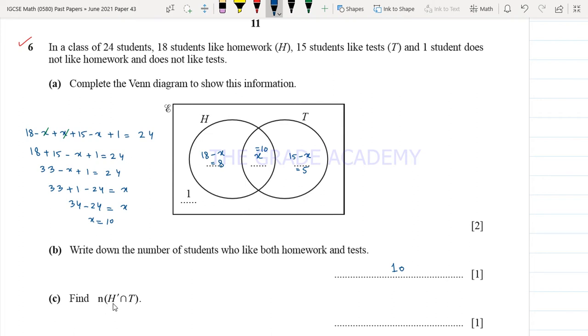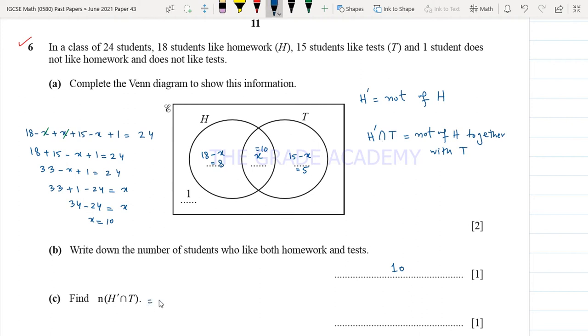Now find the number of elements in H prime intersection T. So we have to find the number of elements in this set, H prime intersection T. What is H prime? H prime means not H, so everything which is not H. Intersection T means together with T. So H prime intersection T shows not H together with T. Here we have to find the number of students who don't like homework but they like tests.